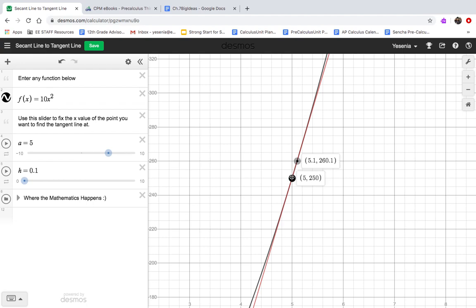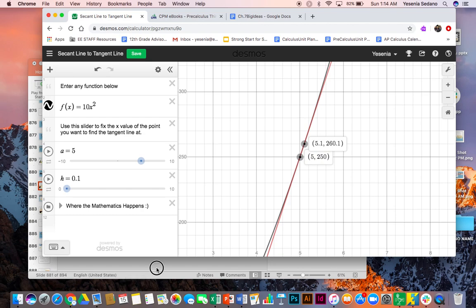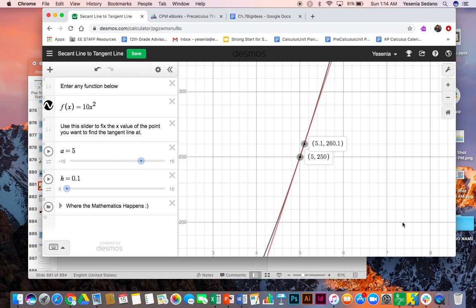Now we're getting a better approximation of the actual speed of the car. So between t equals 5 seconds and 5.1 seconds, let's go back to our calculations, the average speed was 101 feet per second. Great, it's giving us a better approximation of the actual speed. Now we could do even better.